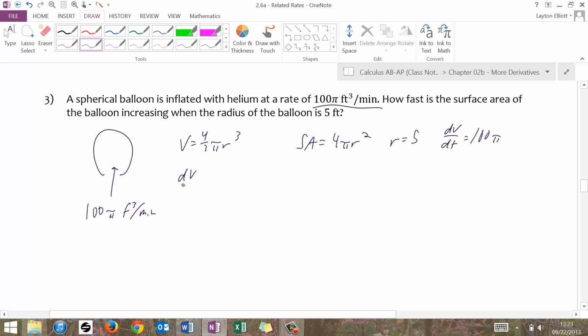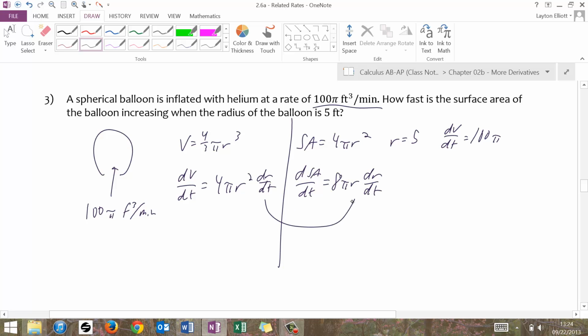So I'm going to differentiate the first one. dV/dt is equal to 4 pi r squared dr/dt. I'm able to substitute pretty much everything in and find dr/dt. Then I can use that in the surface area equation. If I take dSA/dt equals 8 pi r dr/dt, I can substitute in what I find and figure out the change in surface area. That would answer how fast the surface area is increasing.